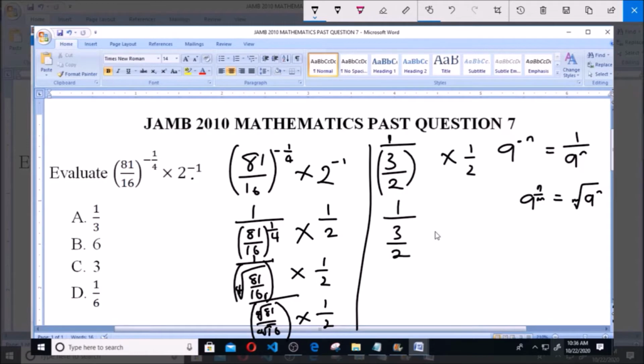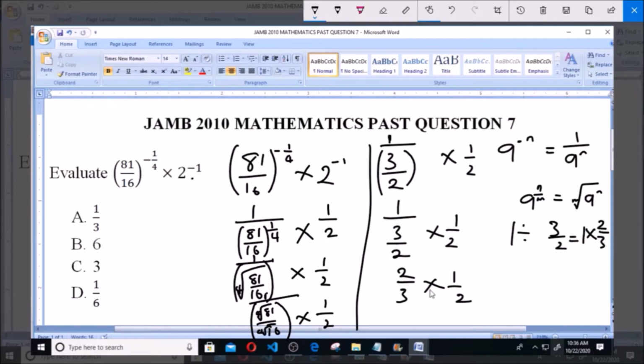Now 1 over 3 all over 2 is the same thing as 2 over 3 multiplied by 1 over 2. How did I do this? This is the same thing as 1 divided by 3 over 2, and that is equal to 1 multiplied by 2 over 3. So that's how we got this 2 over 3.